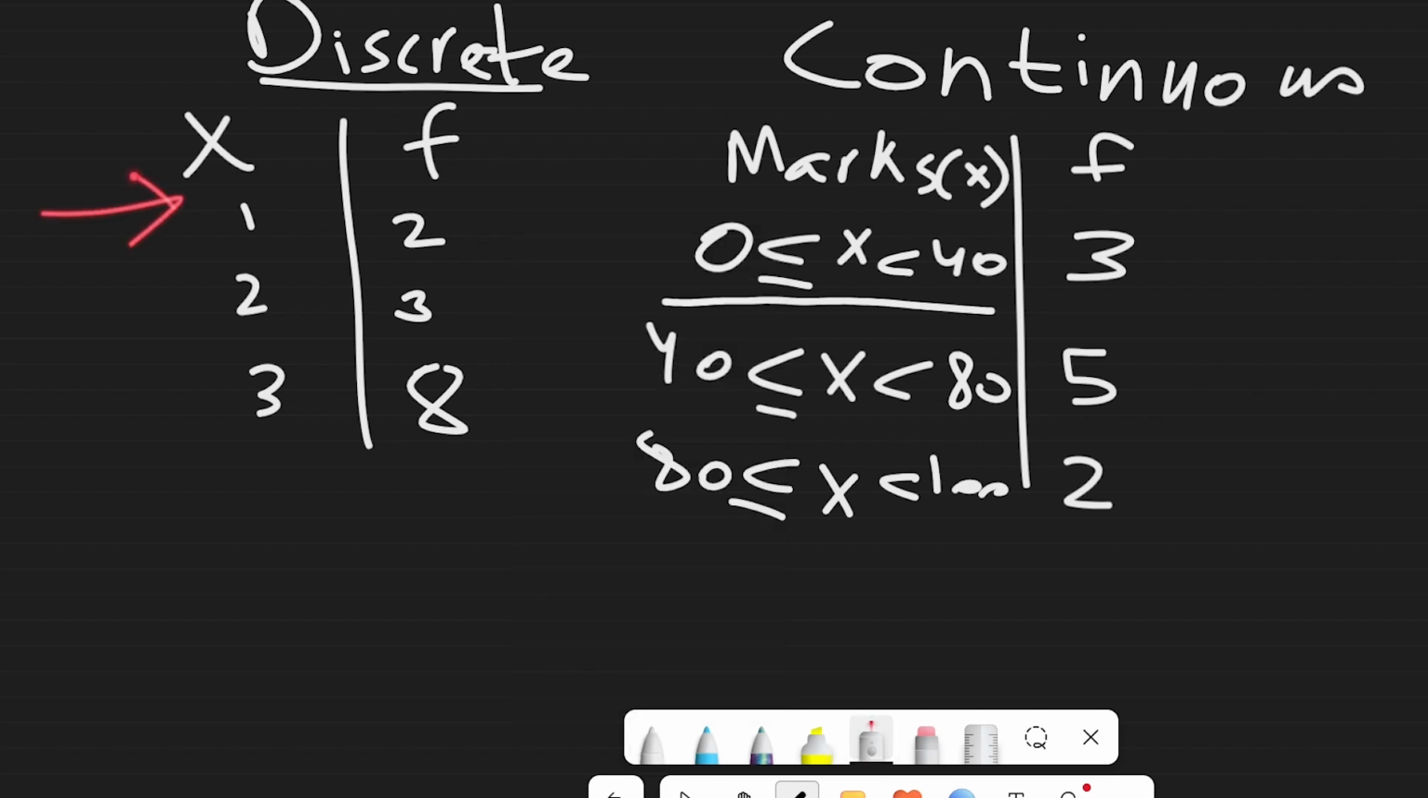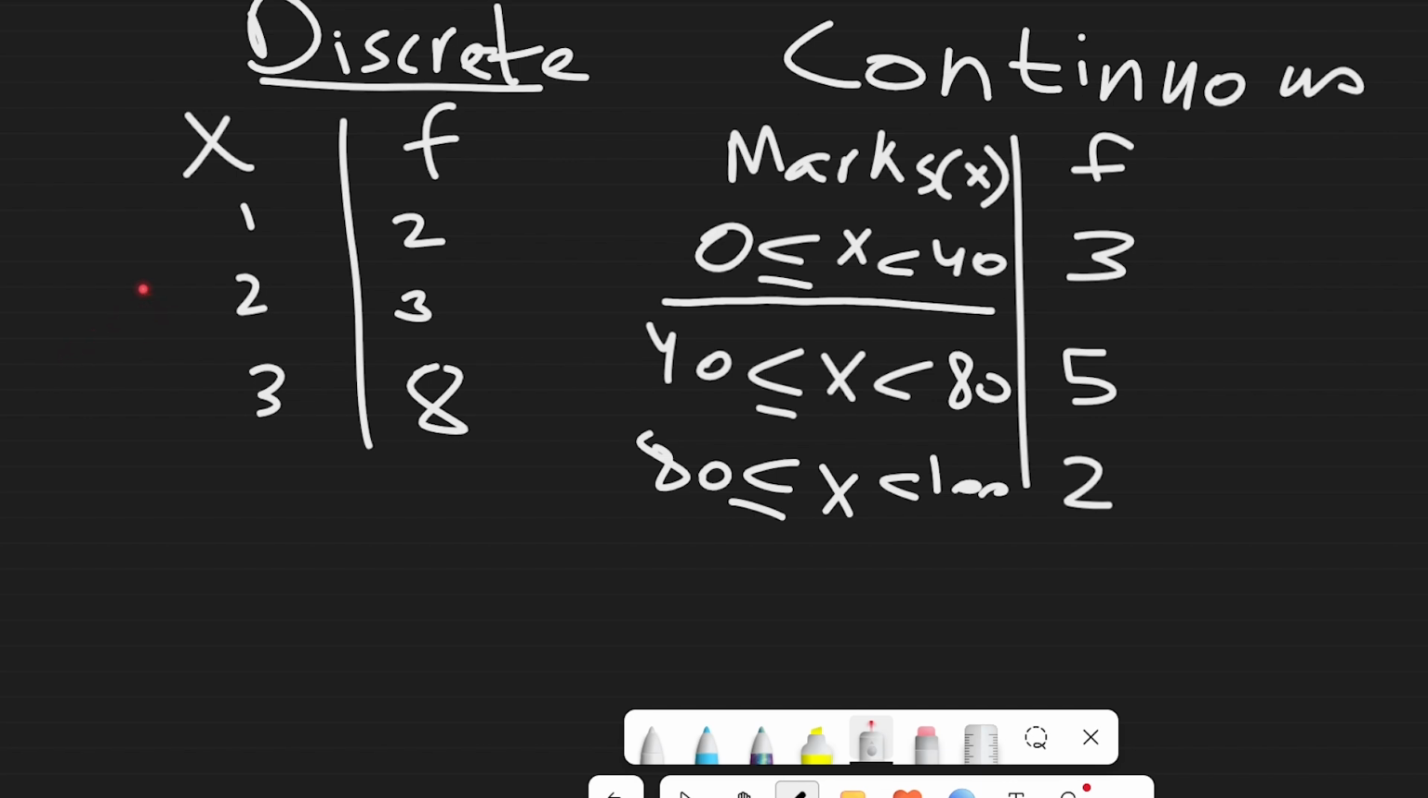So this is discrete data, and this could be anything, like a three-sided fair die, where the number of times 1 has been rolled is 2, the number of times 2 has been rolled is 3, and the number of times 3 has been rolled is 8. This is the organized form in a table.